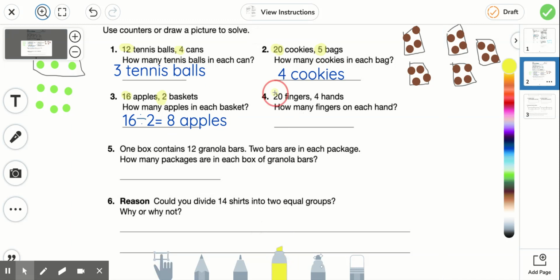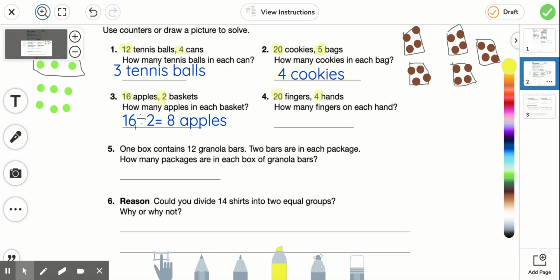All right. Now, if there's 20 fingers and 4 hands, how many fingers are in each hand? Y'all, look at your hand real quick. Just look down at it. How many fingers are on each of your hands? 5, right? So if I have 4 hands, so that's my 2 hands and maybe my mom's 2 hands. We've got 20 fingers all together, right, y'all? Because I've got 10, she's got 10.